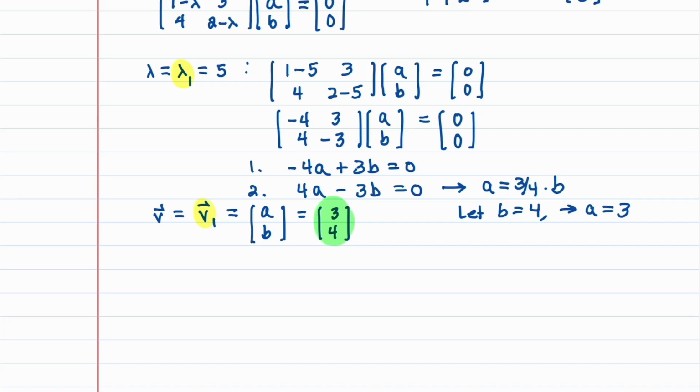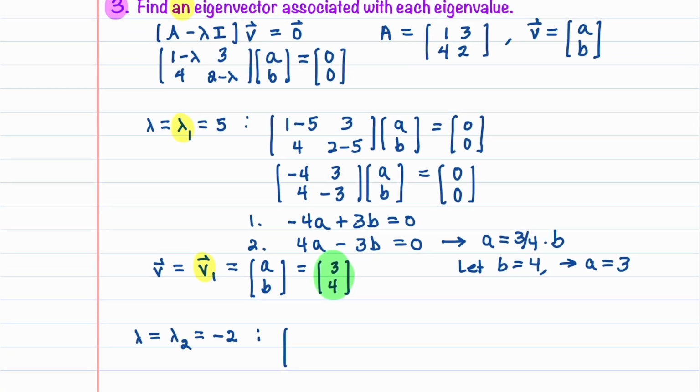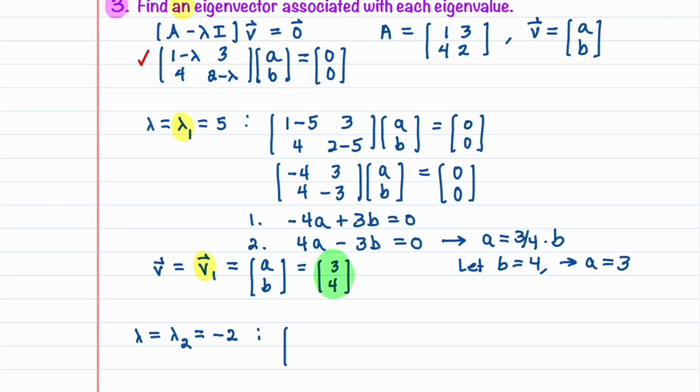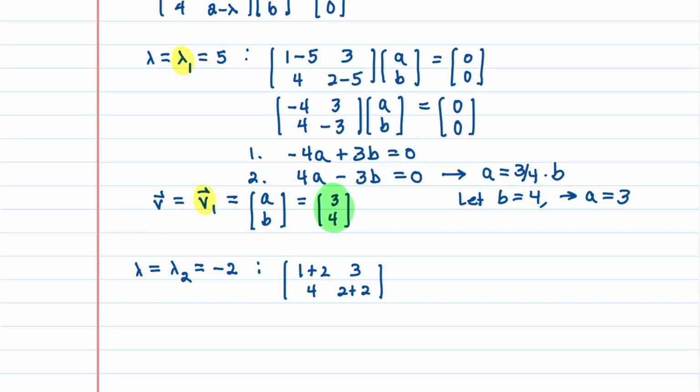Now we're going to find our second eigenvector, so we're going to let lambda be lambda 2, and that was minus 2. We are going to be looking right here, and lambda is negative 2. So we're going to end up adding 2 to the diagonal entries. This gives us 1 plus 2, 3, 4, and then 2 plus 2. This multiplies AB. It's a different AB than we had for our first eigenvalue. And we get 0, 0.